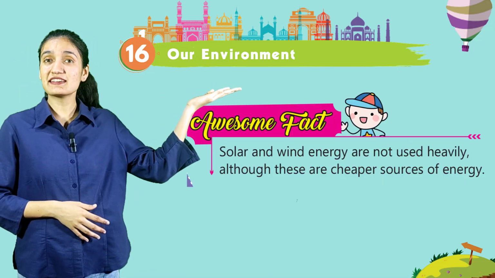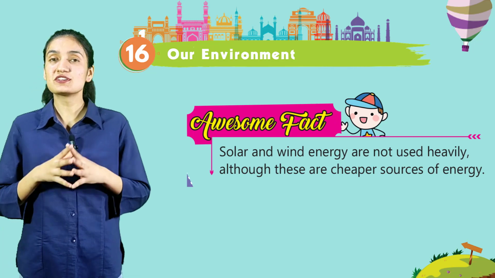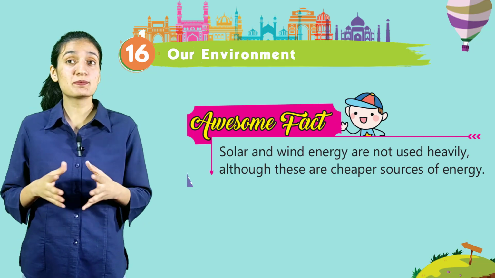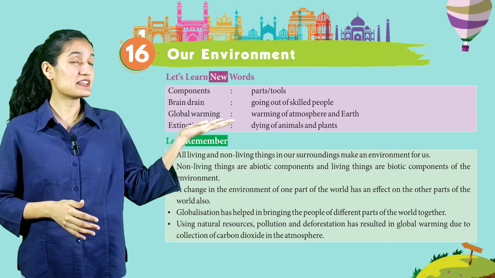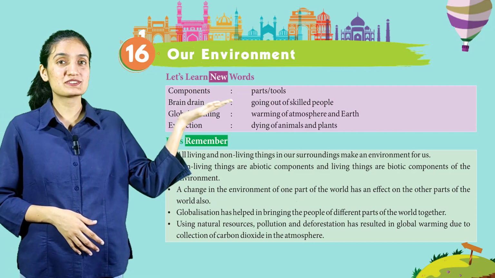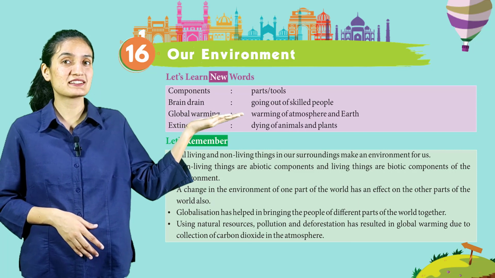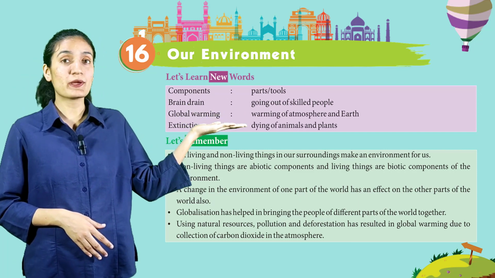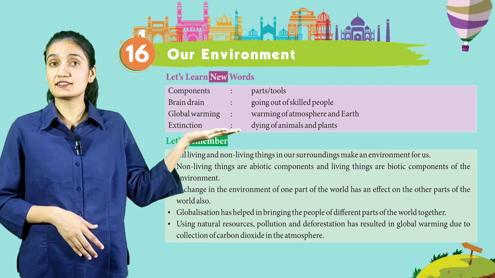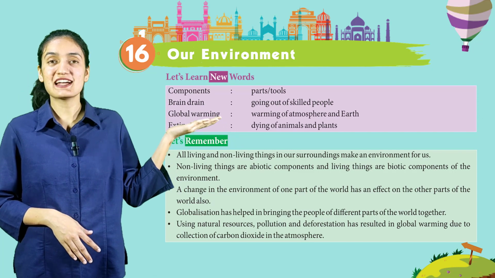Now next is awesome fact. Solar and wind energy are not used heavily, although these are cheaper source of energies. Now let's learn new words. Those are components, parts or tools. Brain drain, that is going out of skilled people. Global warming, warming of atmosphere and earth. Next is extinction, dying of animals and plants.